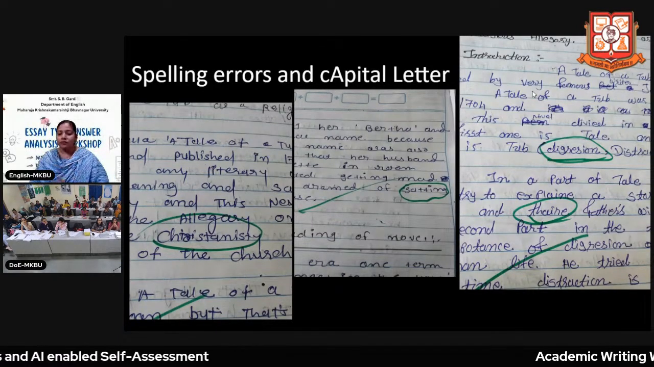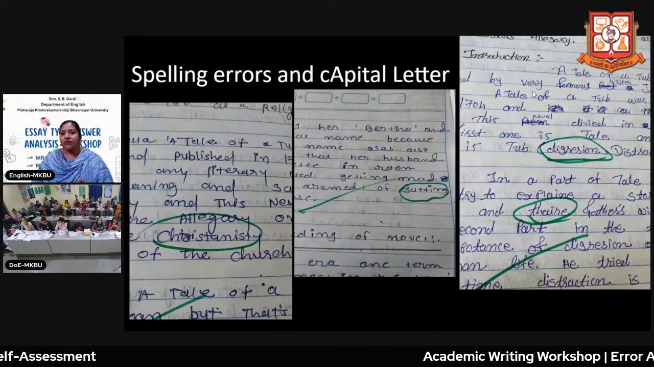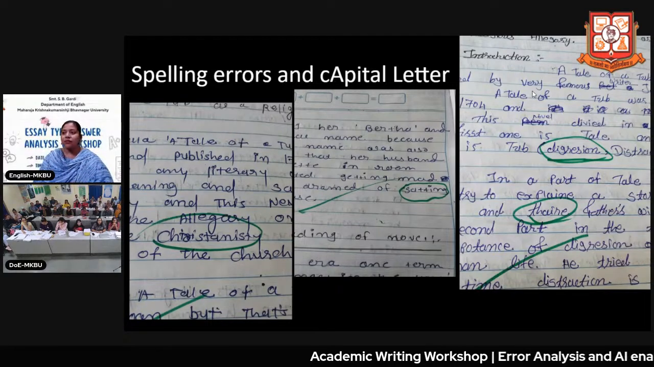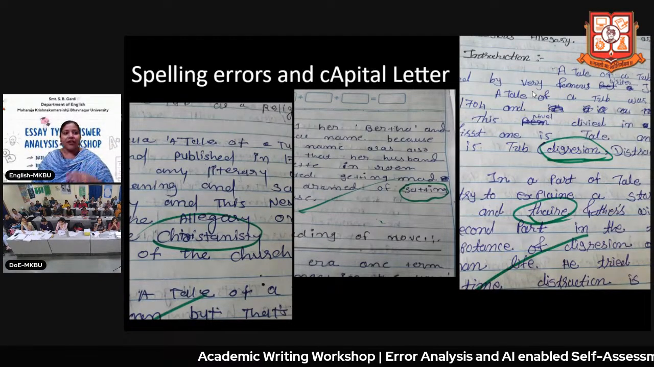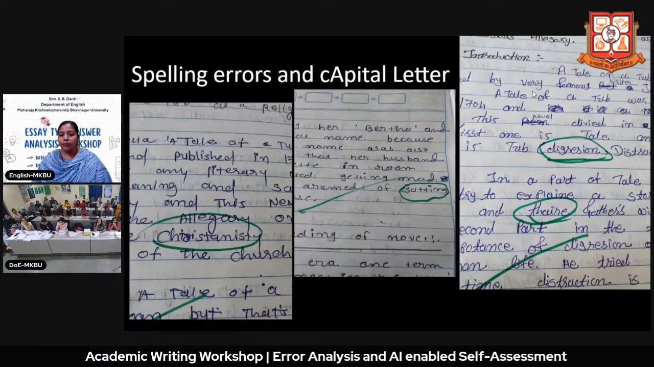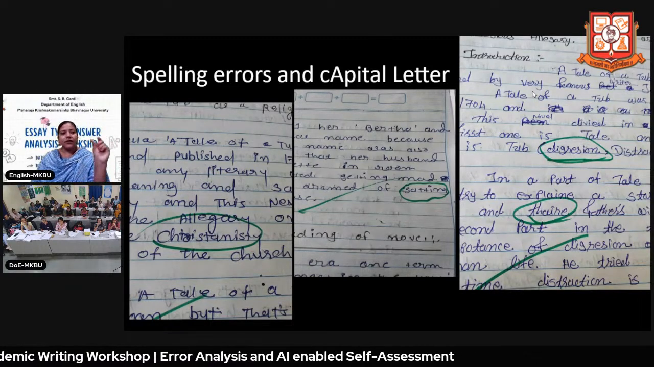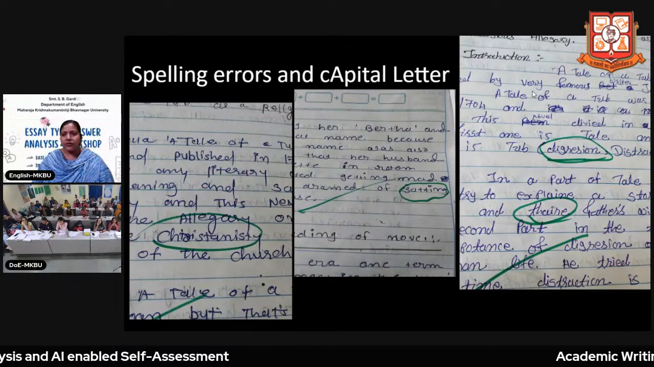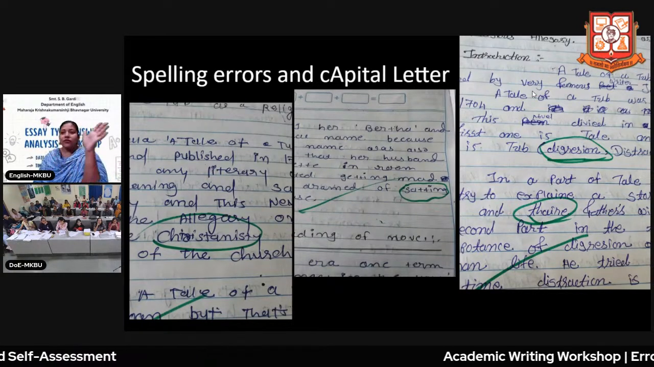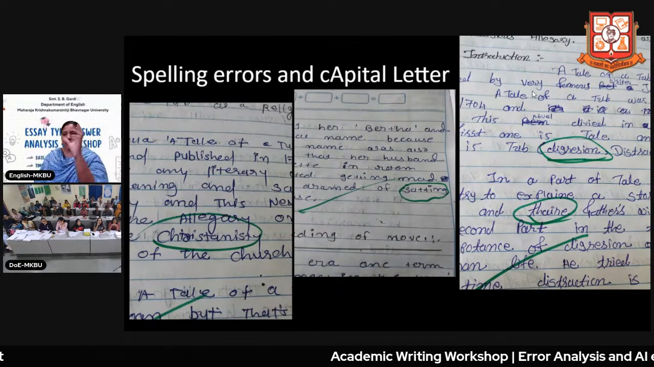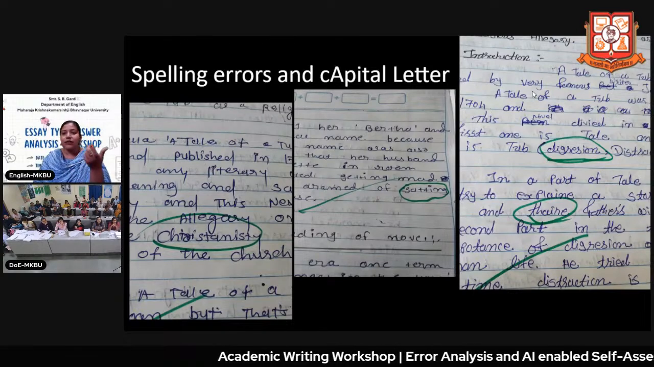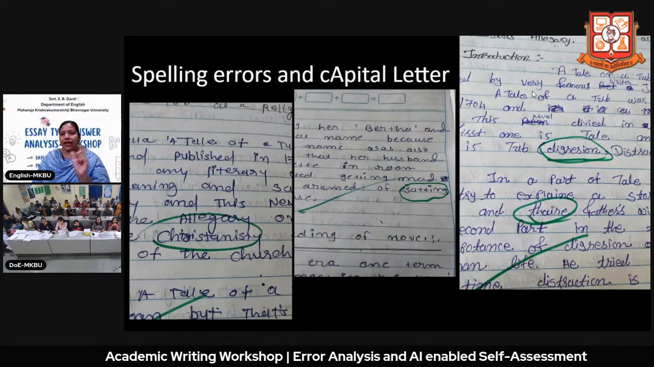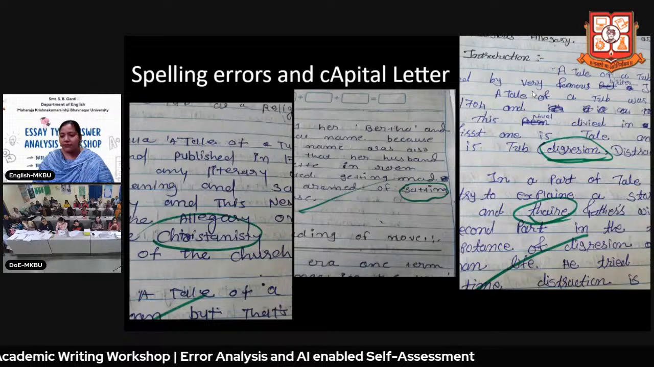So overall, if you look at the spelling errors, especially when you are writing some of the important words, it gets highlighted a lot. For example, Christianity is, I think, one of the important terms when we are talking about the unique tale of the dove. So if someone is reading your answers, definitely this will get highlighted, that the important words are again having a certain kind of error.